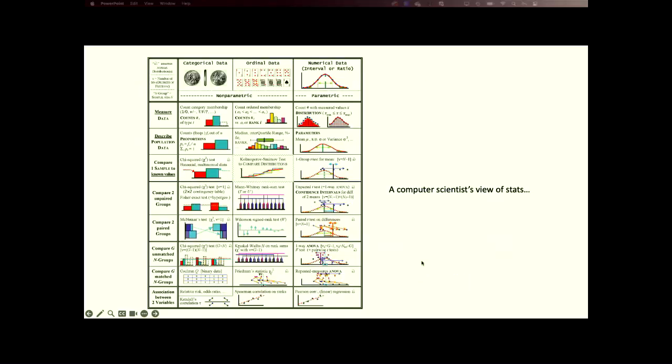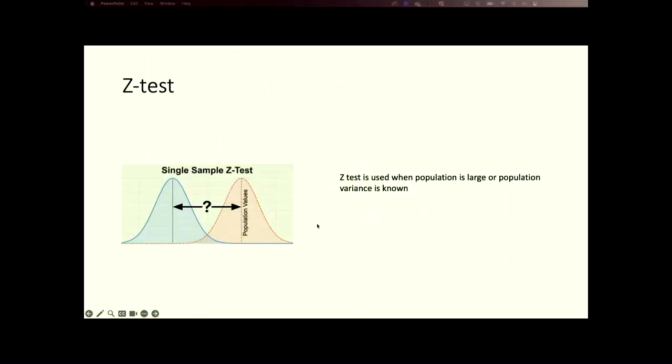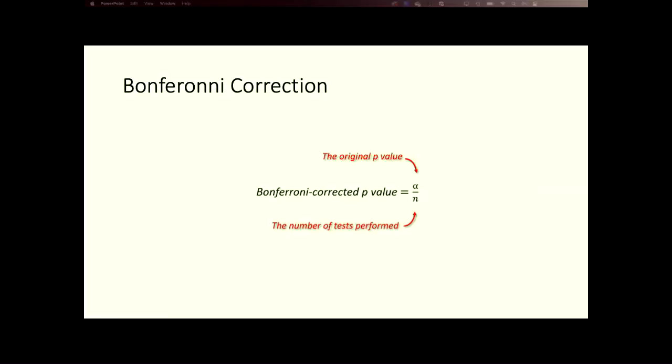And my cheat sheet should go over where to use these. Yes, it does, with the unpaired and paired t-test. And then we can also use a z-test when the population is large or when population variance is known.